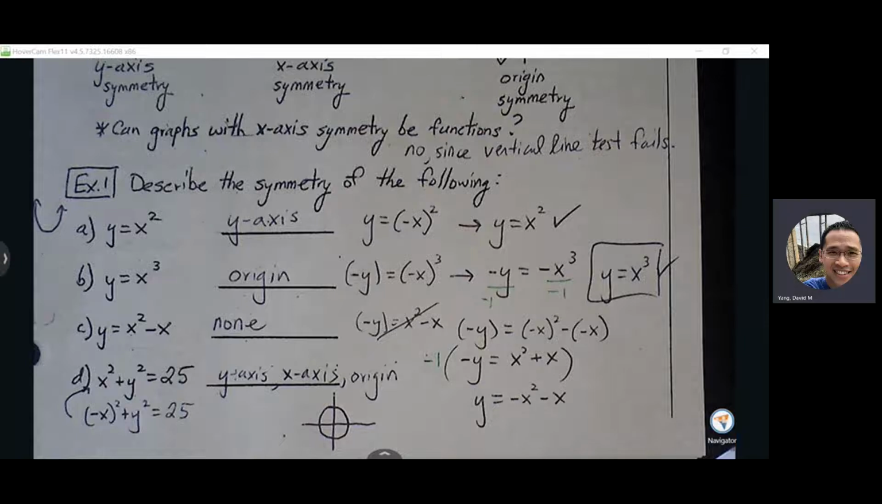Are there any other graphs where all three symmetries exist? I believe it's only circles. Square. Yeah, but there's no equation that's going to give us a square unless we do piecewise. So I think for equations that are standalone, where we're not piecing together different functions, circles are the only one I can think of. Okay, thank you.